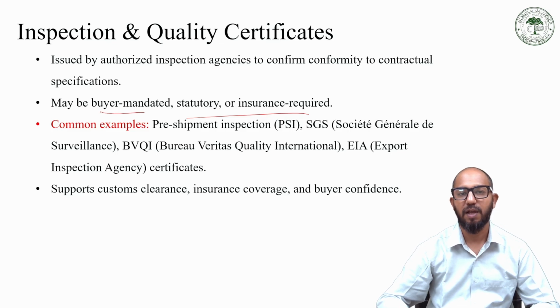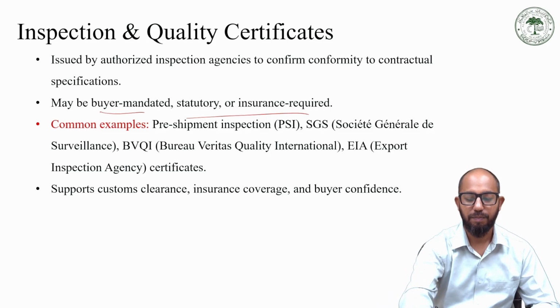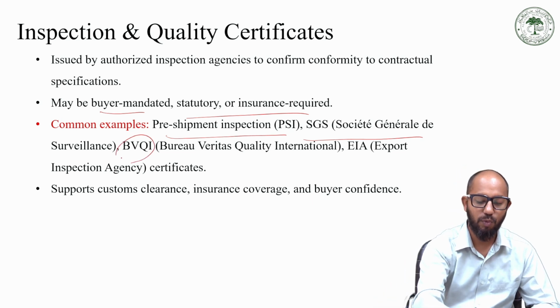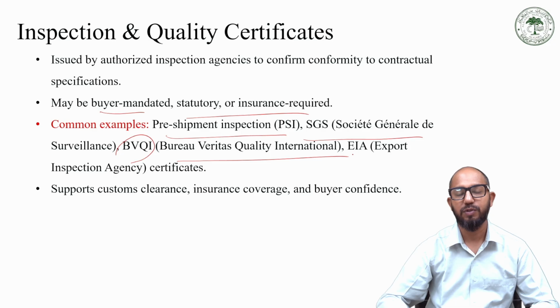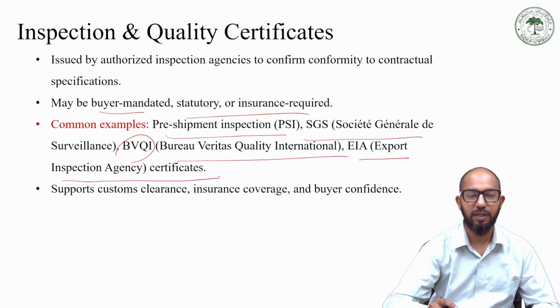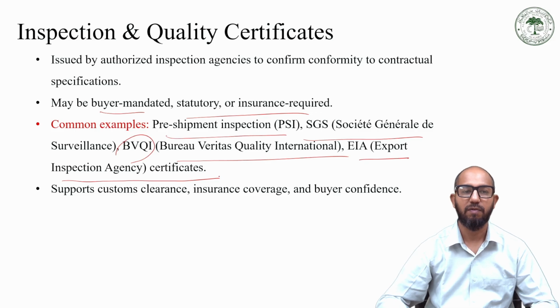The common examples of inspection and quality certificates include pre-shipment inspection certificates, SGS, that is Societe Generale de Surveillance certificate, BVQI, that is Bureau Veritas Quality International, EIA, Export Inspection Agency certificates, etc. All these types of inspection and quality certificates support customs clearance, insurance coverage, and buyer confidence.